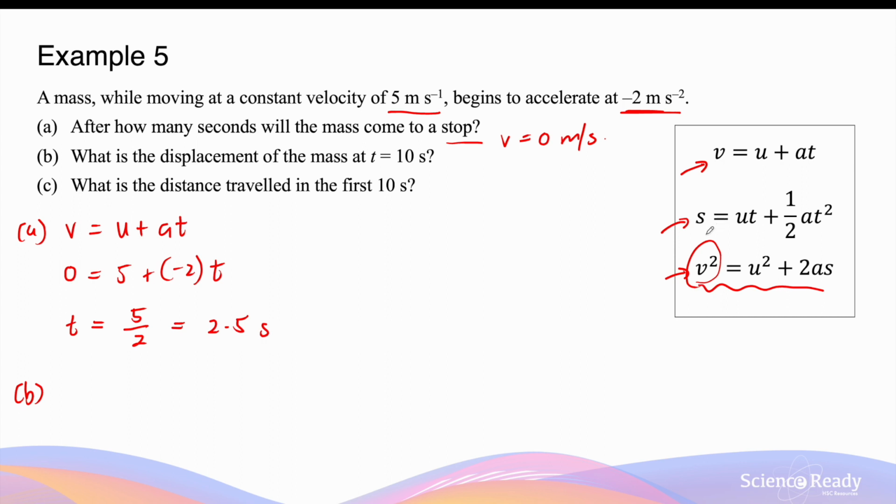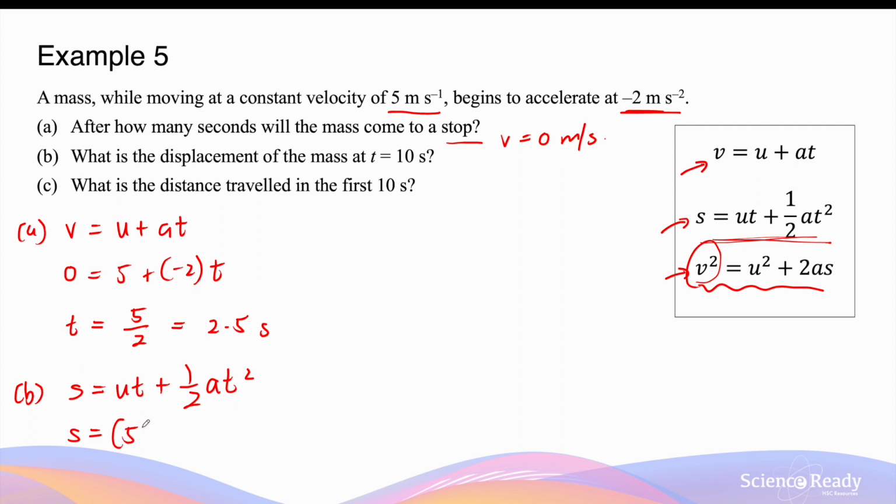As a result, the second equation here is more suitable because we know the initial velocity of the object at the beginning of the 10 seconds. We know the time, which is 10 seconds. We know the acceleration is minus 2 meters per second squared. s equals ut plus half at squared.